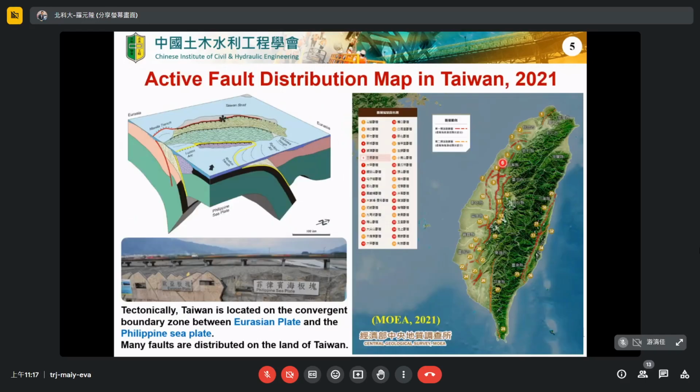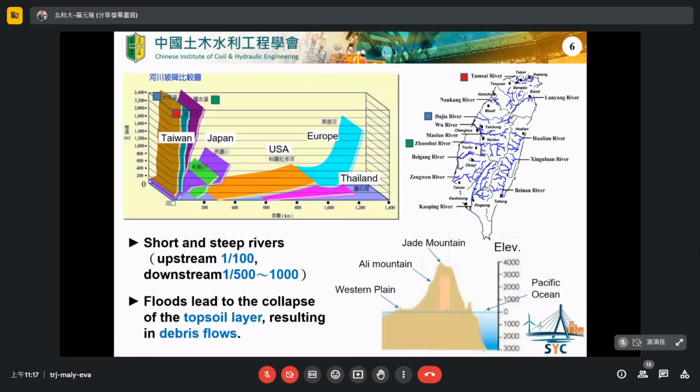This slide shows the location of Taiwan. Taiwan is located on the convergent boundary zone between the Eurasian plate and the Philippine Sea plate, so many faults are distributed on the land of Taiwan.